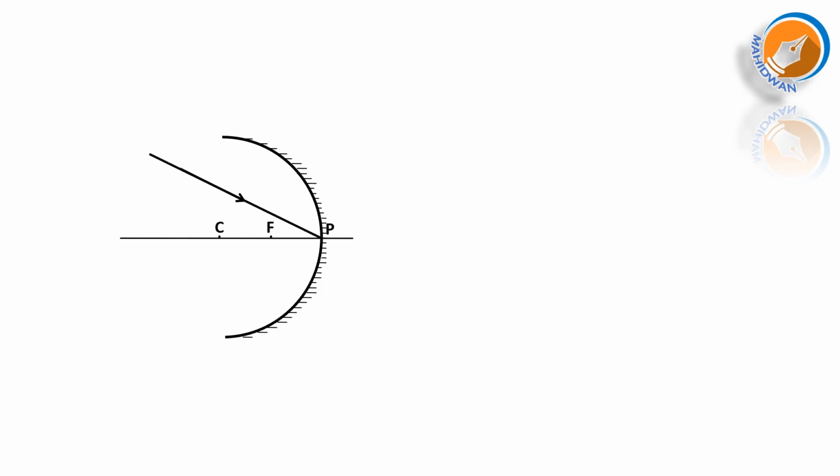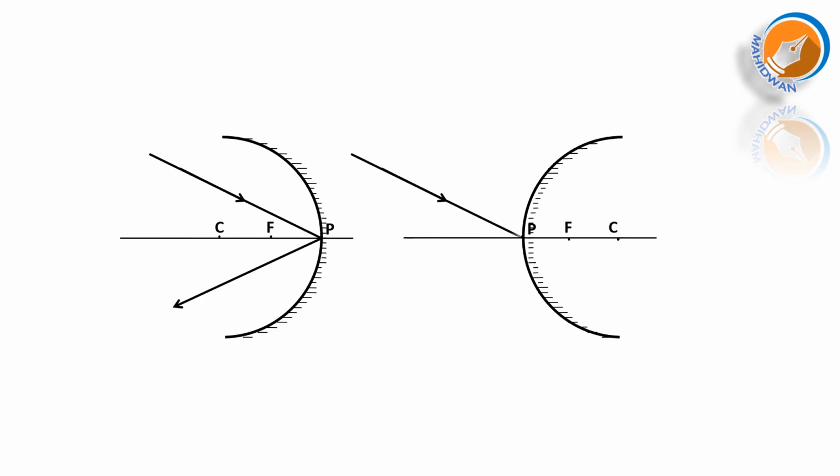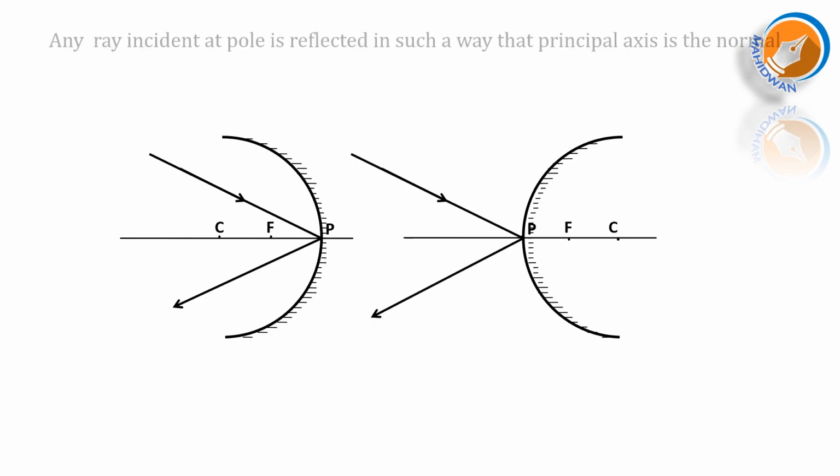The 4th ray: any ray passing through the pole, or incident at the pole, to be very precise. I told you, if I join the point of incidence, in this case the pole, to the center of curvature, that is the normal, or we can say that the principal axis is the normal. So whatever angle is made between the incident ray and the principal axis, along the same angle the ray is reflected. The same will be the case for a convex mirror. So any ray incident at the pole, the principal axis behaves as the normal and it is reflected in this way. So any ray incident at the pole is reflected in such a way that the principal axis is the normal.